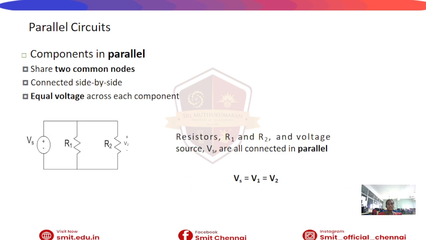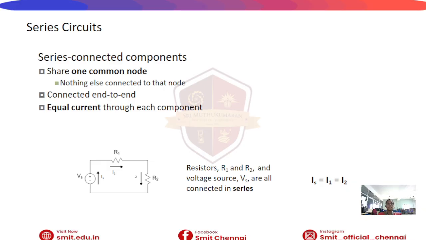The series circuit example is here: resistors R1 and R2 are connected across the voltage Vs, connected in series. So the source current is equal to the current through each resistor. That is, Is equal to I1 equal to I2.